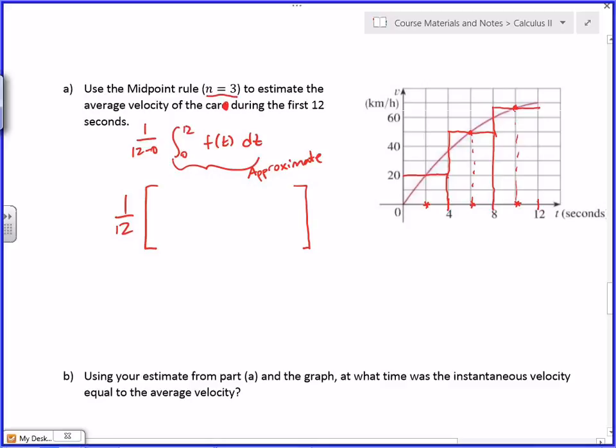So the midpoint rule means all you've got to do is add up the heights at all the midpoints and multiply it by your delta x. Delta x is going to be 12 minus 0 over 3, or 4, which is the length of each piece. Whole interval length divided by the number of subintervals gives you your delta x. That's what I'm going to put out here, times 4. And then I'm going to add up these 3 heights.